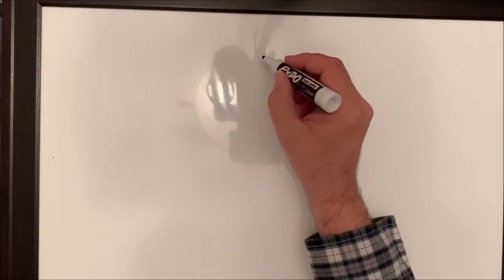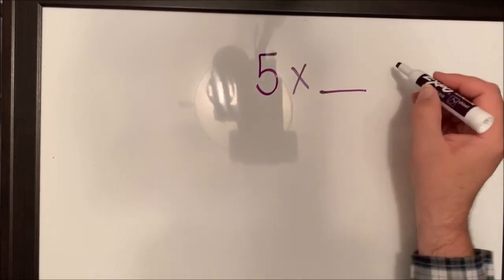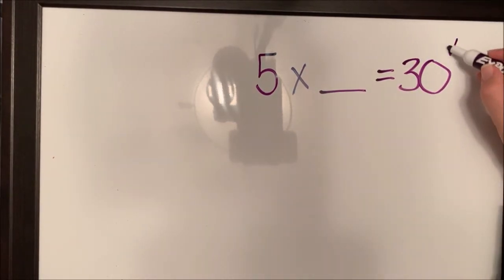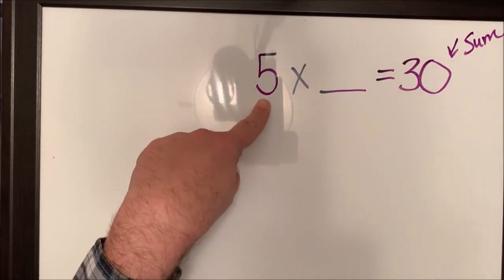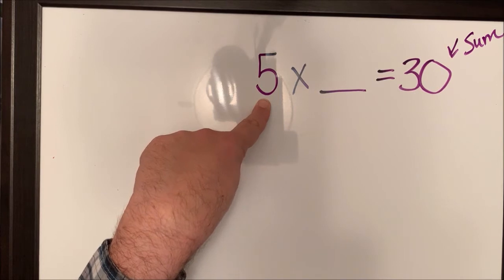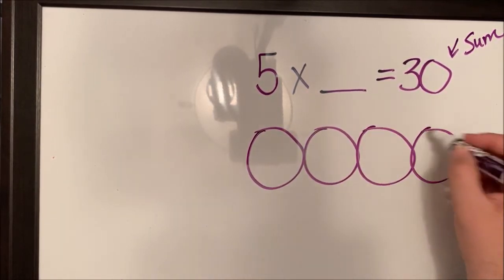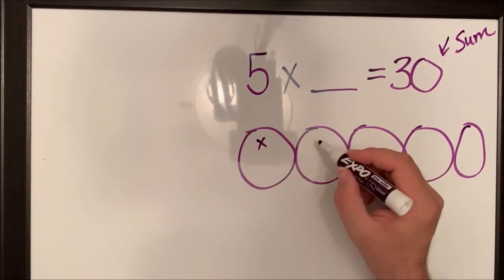Okay, let's do another one. Well, let's do multiplication this time. Let's see, 5 groups of something equals 30. So the sum tells me how many apples altogether, and I know how many groups I have, 5. So 5 groups of something. So I could draw 5 groups. There's my 5 groups, and I need 30 apples. So I'm kind of using division right now.